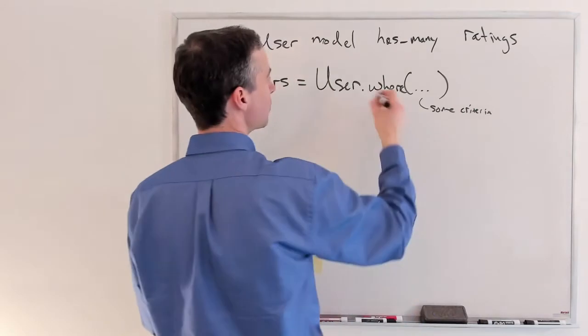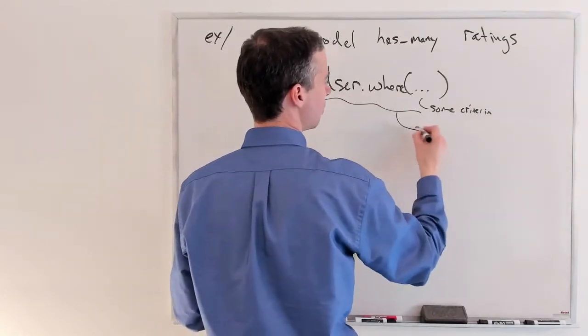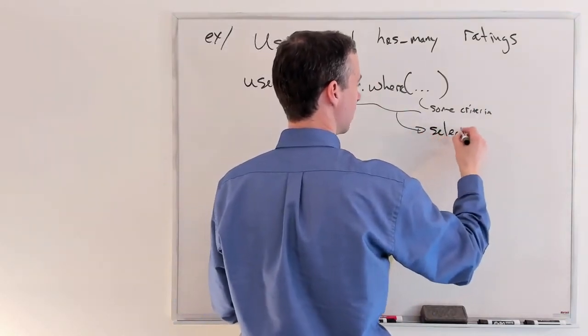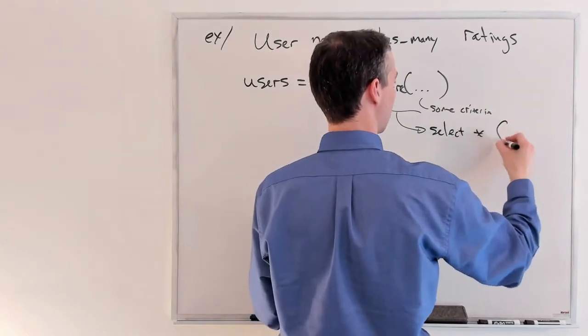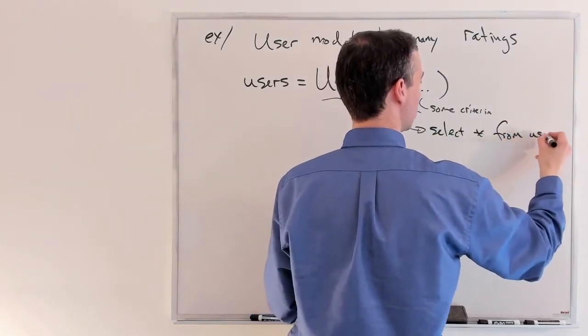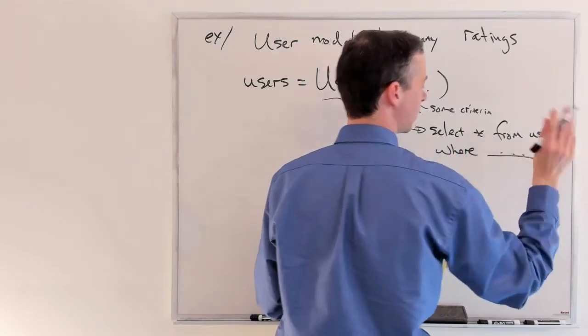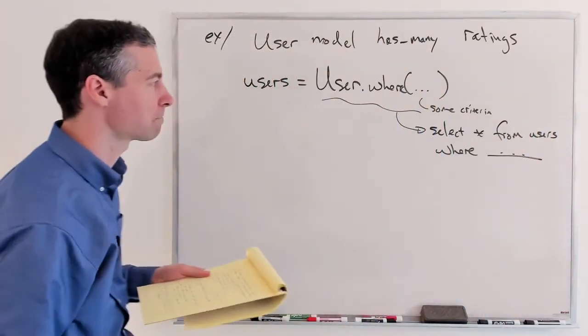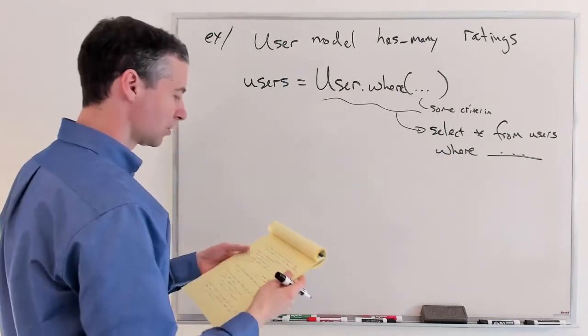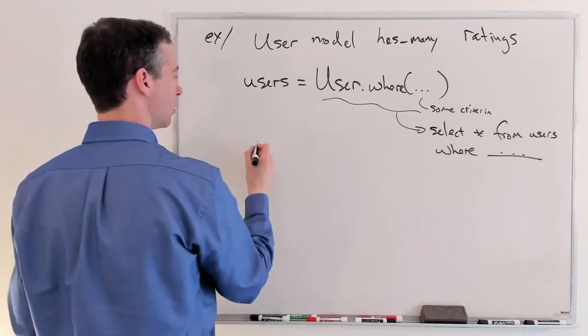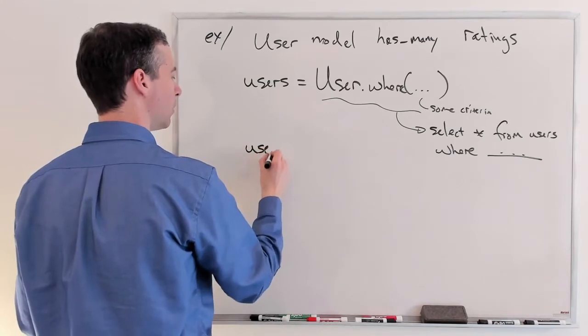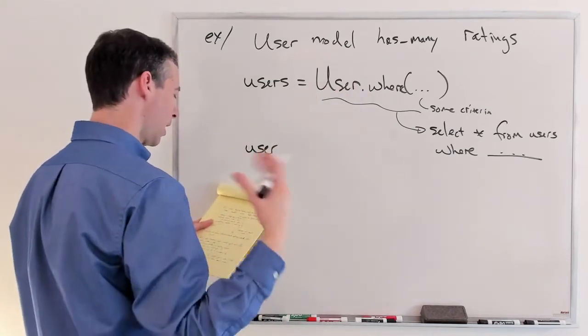All right. So this basically generates a query which is select star from users where blah, whatever that criteria is that we stuck in there. Okay. So that gets us a bunch of users. And let's say we wanted to do something with all these users that we had selected and all the ratings.